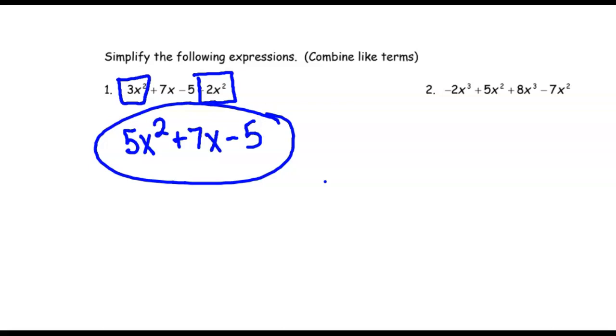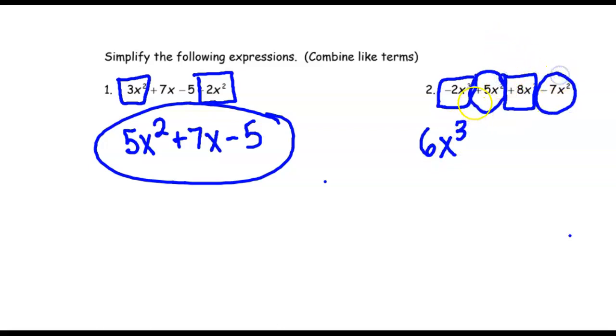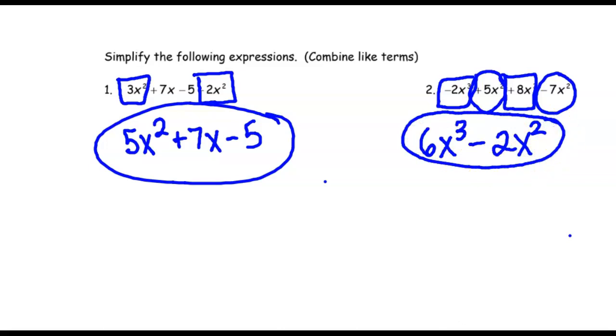Okay, so if I look at number 2, I usually start at the highest. So for example number 2, we look for our like terms. We've got negative 2x to the third, and we've got 8x to the third. So if you look at the coefficients, negative 2 plus 8 would be 6x to the third. Okay, we've got 5x squared, and we've got a negative 7x squared. So 5 minus 7 is a negative 2x squared. So there would be our final binomial.